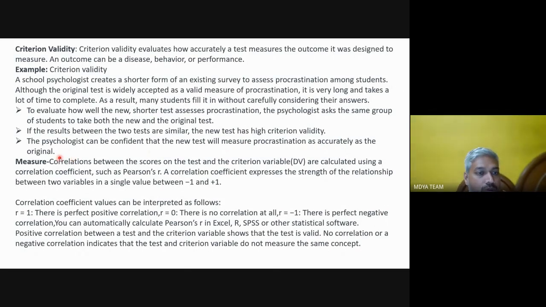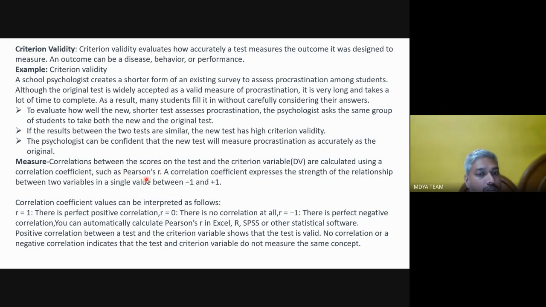So how do they measure it? The correlations between the scores on the test and the criterion variable, the DV or dependent variable, are calculated using a correlation coefficient such as Pearson's r. A correlation coefficient expresses the strength of the relationship between two variables in a single value between -1 and +1. So this is how they measure criterion validity, with a correlation coefficient such as Pearson's r. There are other correlation coefficients also.